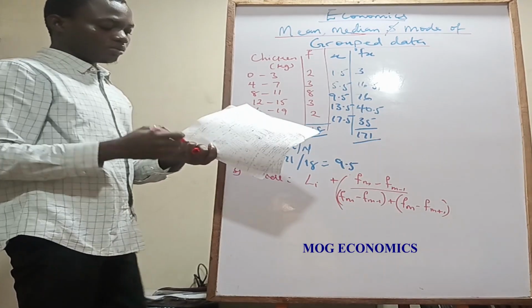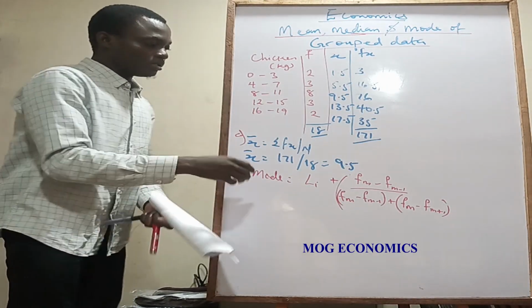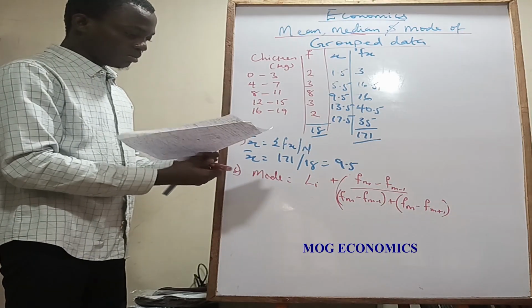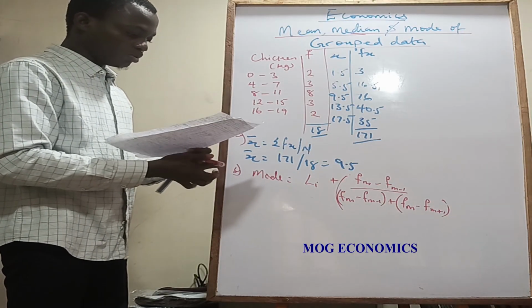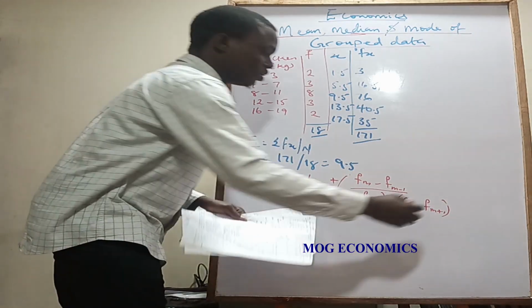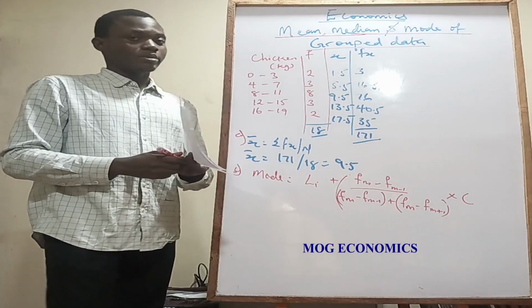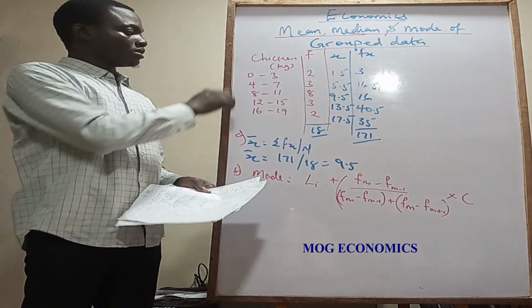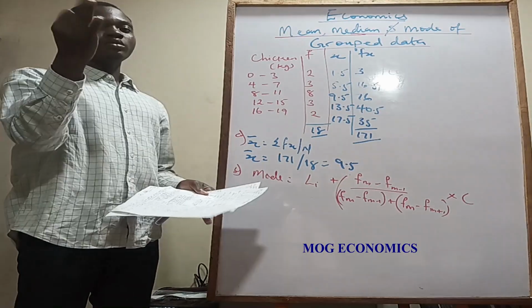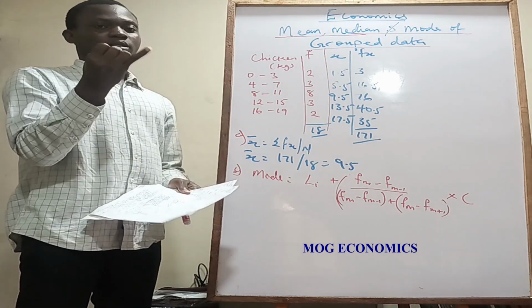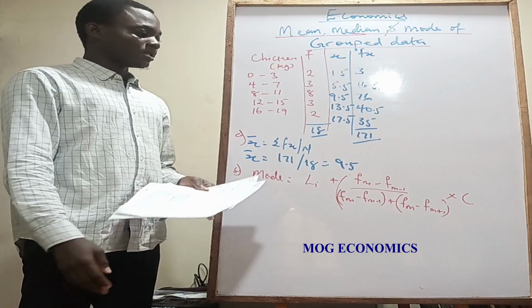So again, how do we get the mode? Multiply by, really multiply. Yeah, there's supposed to be multiply there. Multiply by C, which is the class size. Remember what the class size is. So the class size here is 4: 0, 1, 2, 3, 4. Then 4, 5, 6, 7, 8, 9, 10, 11. Right, so the class size is 4.